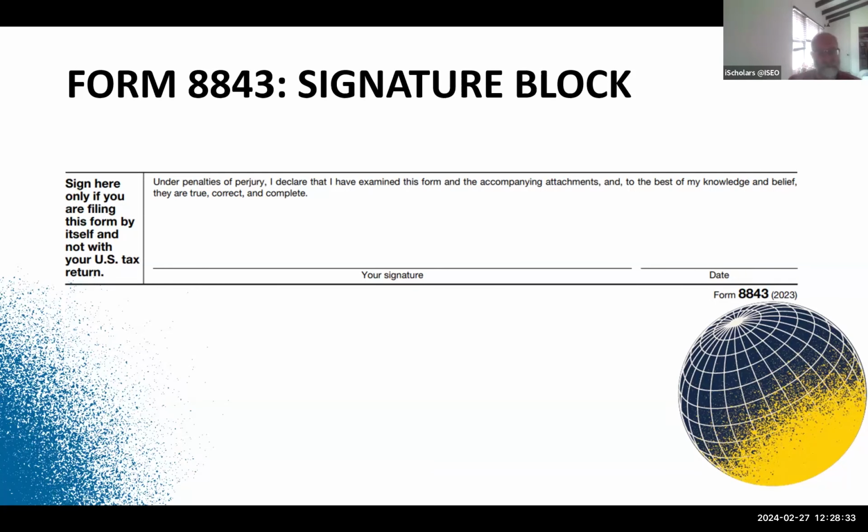If you do have U.S. source income, then you do need to complete a Form 1040 NR along with this 8843, and you would file both forms together as your tax return. And if you're filing the 1040 NR, you have to sign that one, and you don't have to sign the 8843. But it doesn't hurt to sign it, so everyone can just sign this form.